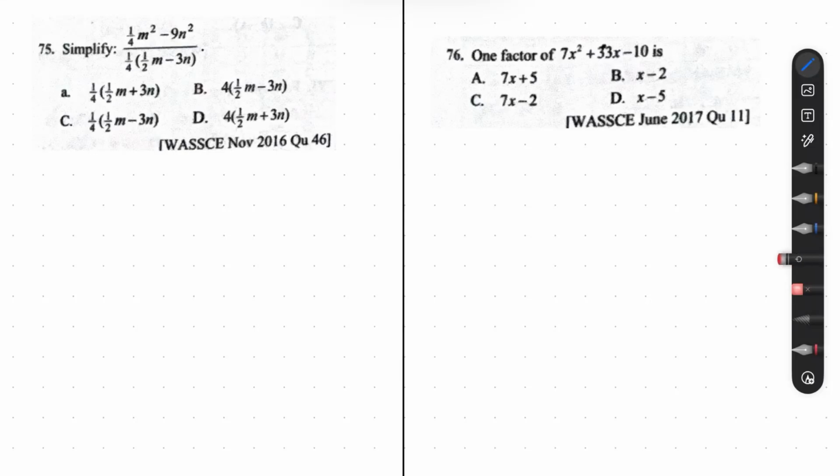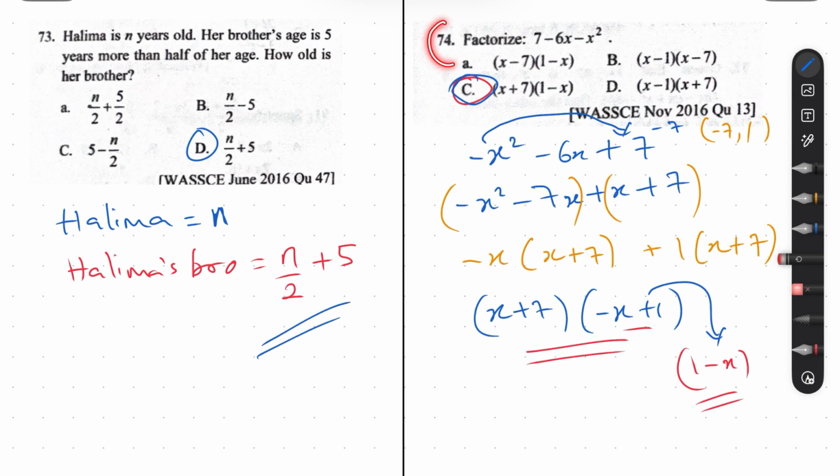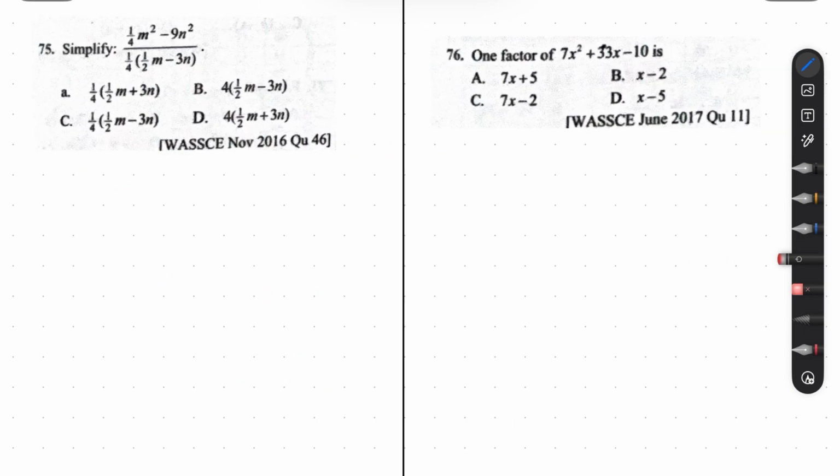In this session, we start with question number 75. Previously, we ended on 74. So here we start with 75. It says simplify this.